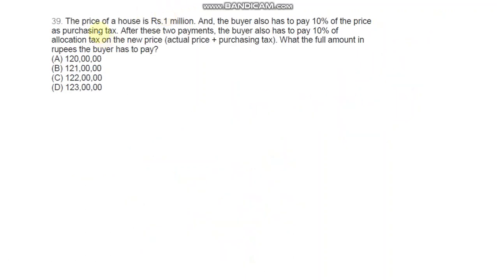Another question is here. It says that the price of a house is rupees 1 million, which means 10 lakh rupees, and the buyer also has to pay 10% of the price as purchasing tax to the government. This is your tax. This is your total worth of that house. Now, after these two payments, the buyer also has to pay 10% allocation tax on the new price, that is, 1 million plus 10% of that amount. Then you have to get 10% of that total amount, and you have to find out the value.